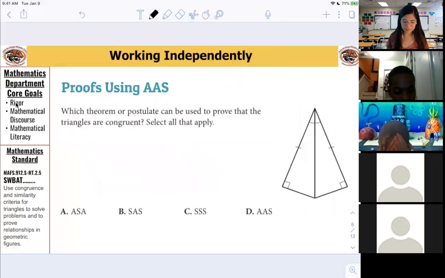Moving on. Let's look at an example and let's see how many different theorems I can use to prove that these two triangles are congruent. So start looking. Take a look at the triangle. Look at what we have. Think about which of these we could possibly use. Miss, can you go back real quick? Yes, I'll go back real quick.